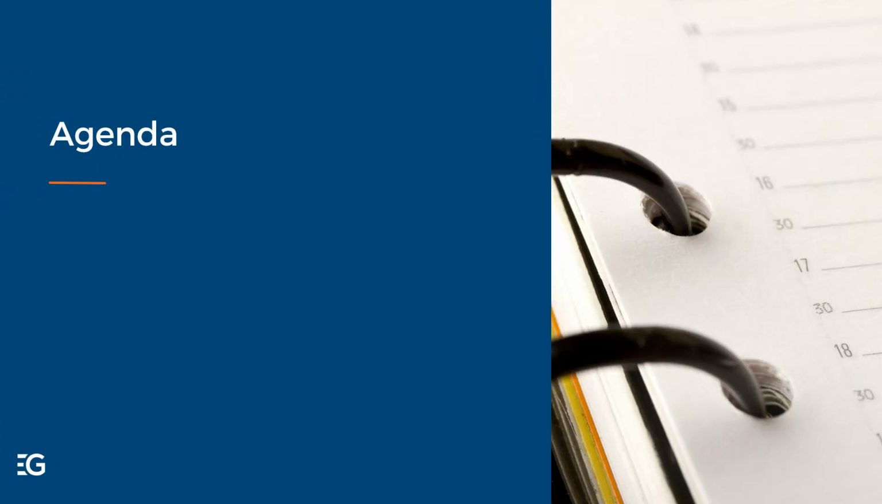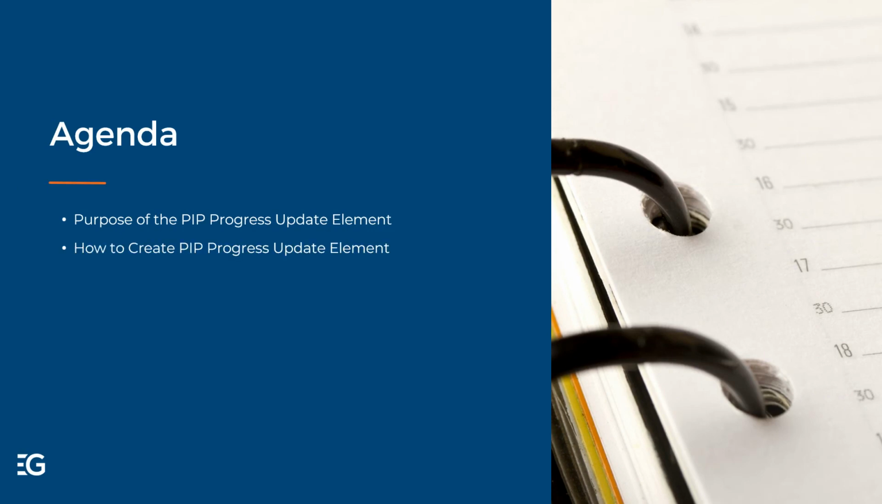In this segment of Elements training, we'll review the purpose of the PIP Progress Update and how it's key to permanently correcting employee performance. We'll review how to create a PIP Progress Update element and how the system provides you with a reminder to do so.